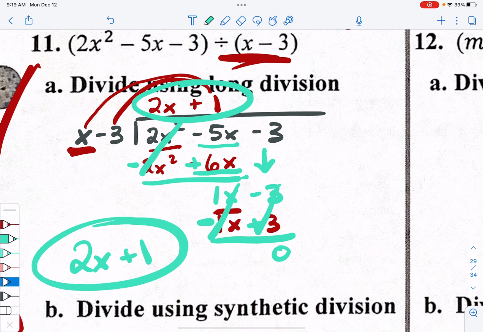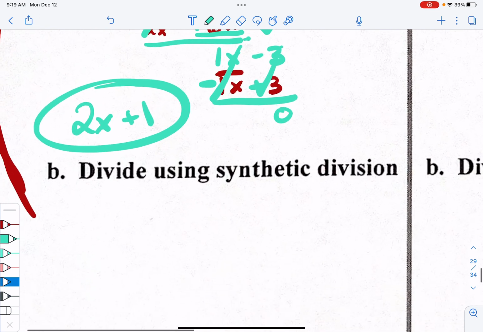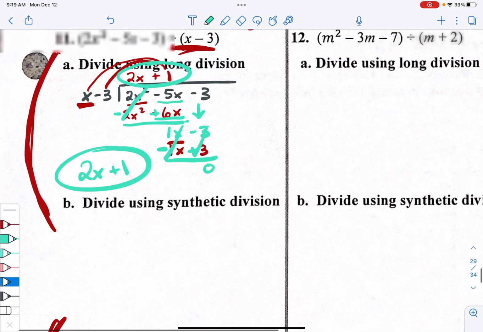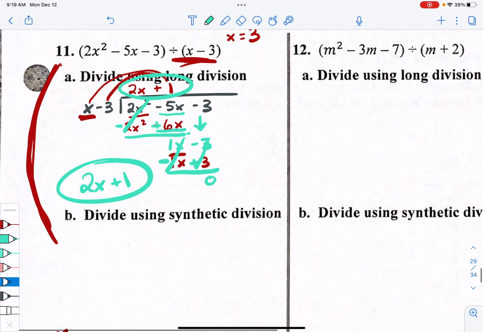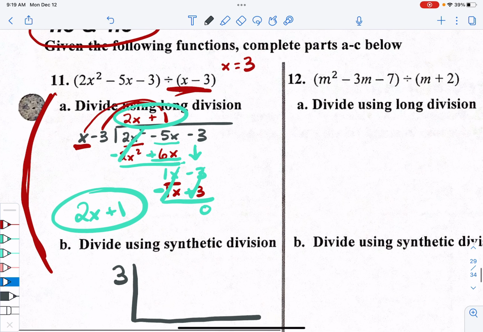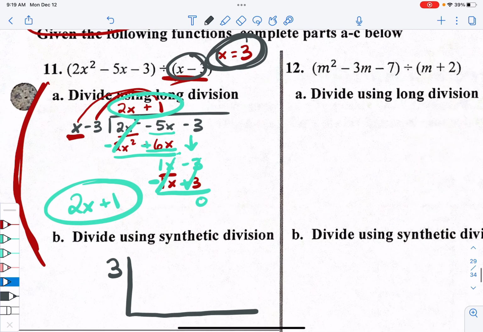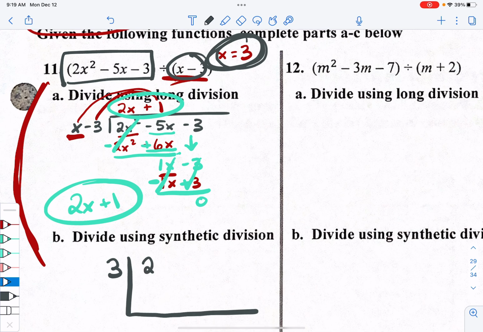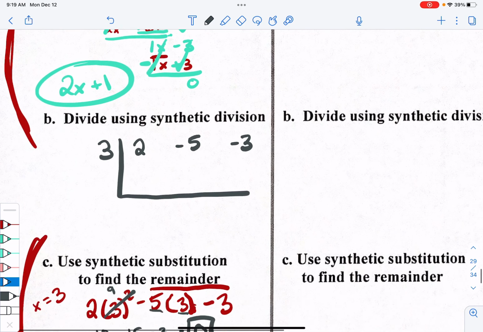Now my synthetic division should end up being exactly the same answer, right? Just in a different way. So when I do synthetic, I have to set up my little bar going this way. And 3 goes on the outside, not x minus 3, but 3, since x equals 3. Then I do my coefficients, the numbers that go in front of the x's. I'm going to start with 2, then negative 5, then negative 3, and those are my 3 numbers.